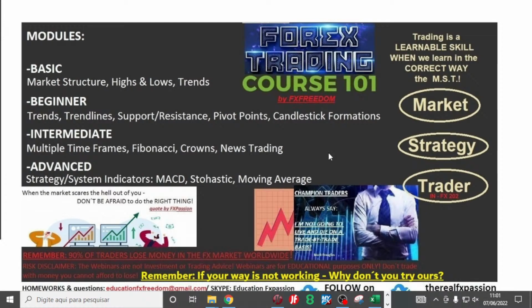What we are going to do today, we are going to analyze the charts. Type in the chat what chart do you want to be analyzed, everybody. And we are going to put in the chart market structure, highs and lows, trends, trend lines, support, resistance, pivot points, and candlestick formations.